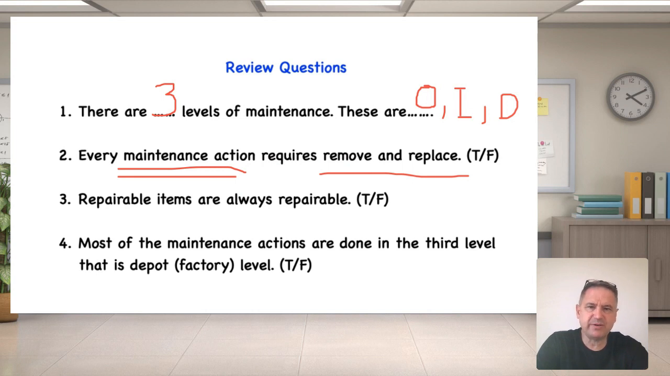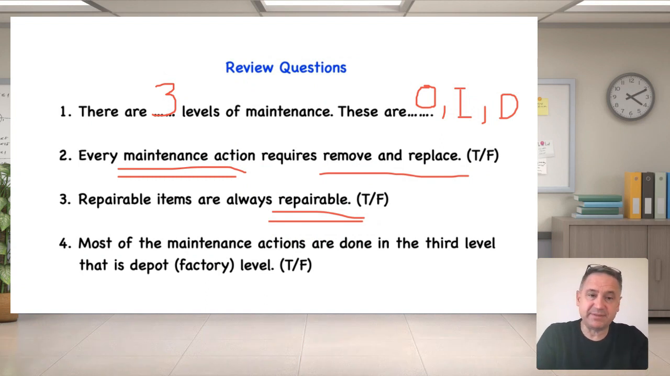Third question: repairable items are always repairable. Is it true? Literally, they are repairable, but in the end, they may not end up with repair. Why? Because of economical reasons, we discard it. Or we check it out and no defects found. We may execute no maintenance action on it because we couldn't verify the fault. That's why the term repairable items are always repairable is literally correct, but practically wrong.